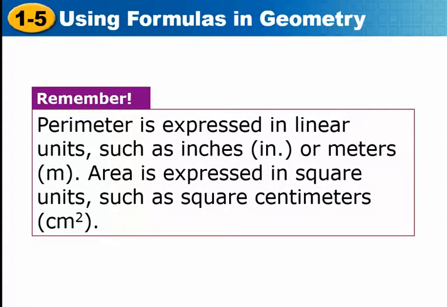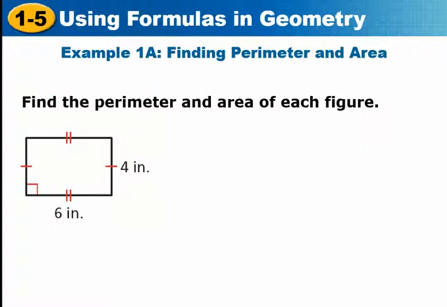Perimeter is expressed in linear units, such as inches or meters. Area is expressed in square units. Here's our first example. Find the perimeter and area of each figure.